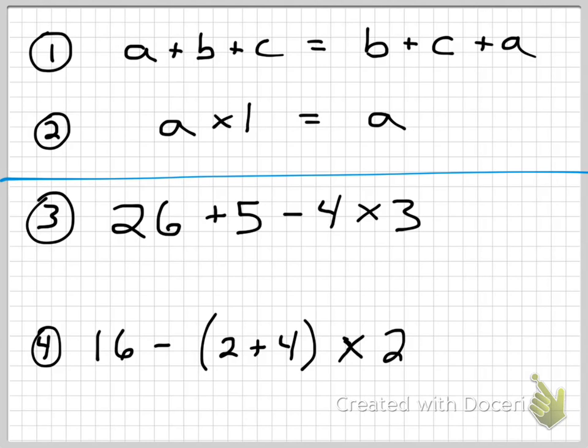It moved. Number two, what property is it when you multiply by 1? A times 1 is still A. What's that called? When you multiply it by 1, it is still A. Therefore, A kept its identity, right? It's the identity property.